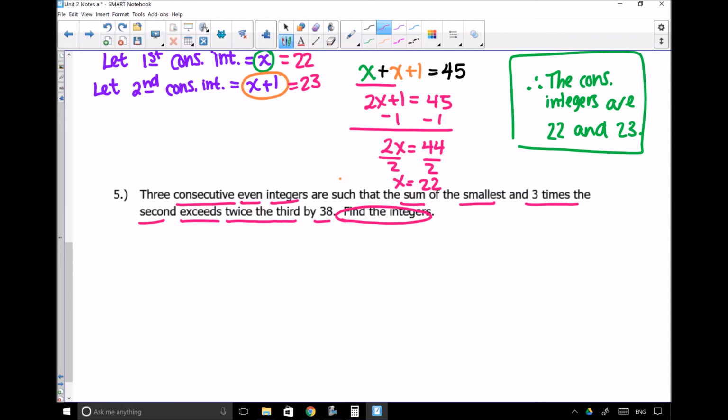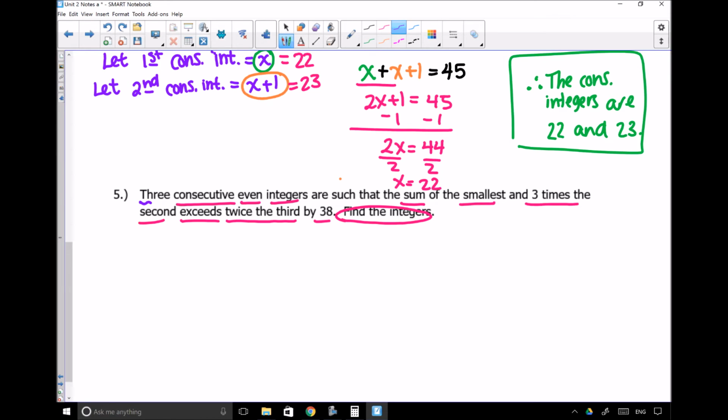Now, I understand this is probably very overwhelming. Take it little by little. So step 1, underline key information. Check, we're done with that. Step 2, identify what we want to figure out. We want to figure out the integers. Check, we're done with that. Step 3, draw a picture. Not really necessary. So step 4, we're going to write our let statements.